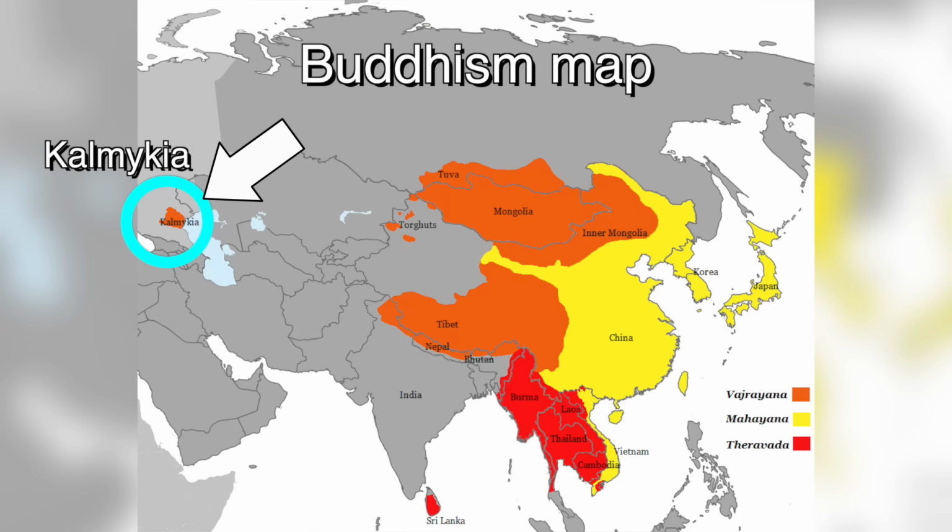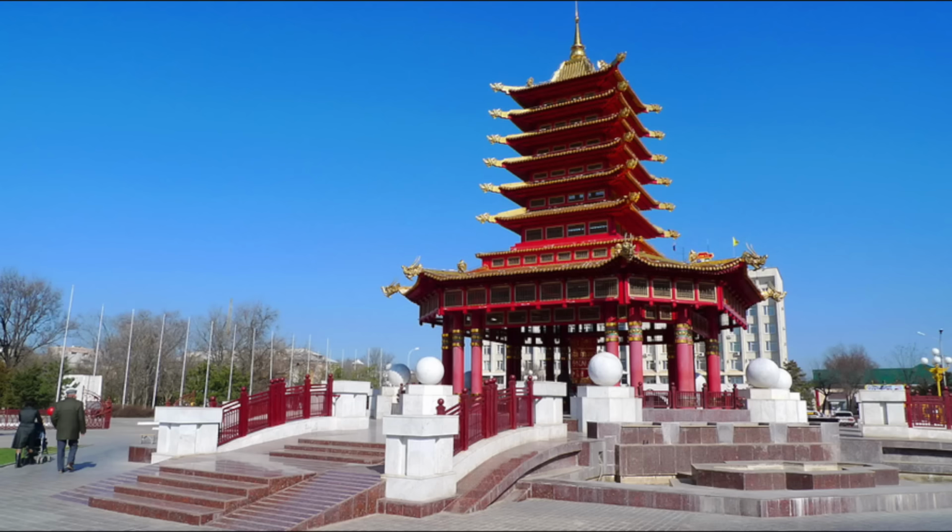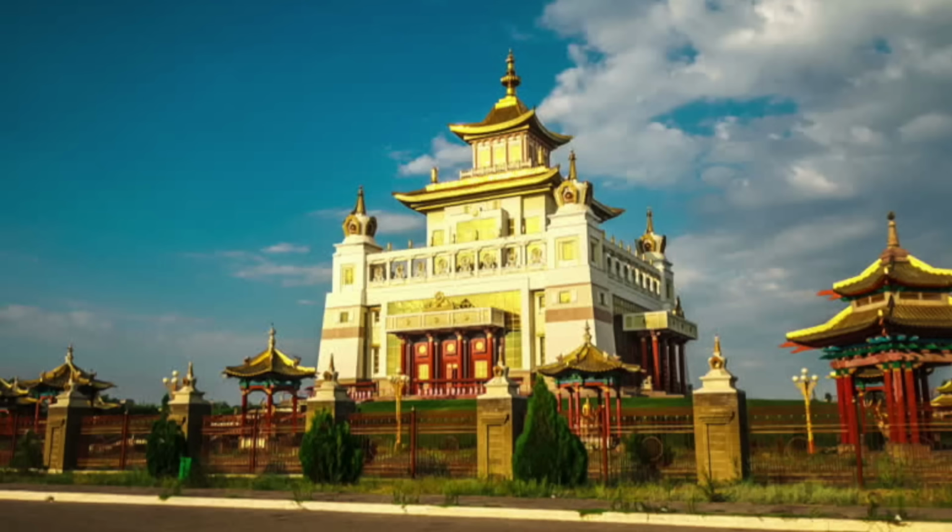Why? Because Kalmyks are the westernmost Buddhist community in the entire world, and they are the only region in all of Europe in which Buddhism is the majority religion. Today you can see traditional Buddhist temples all over the capital Elista.